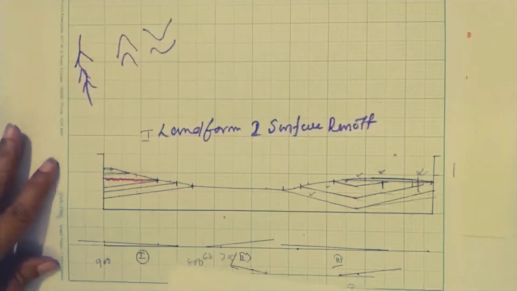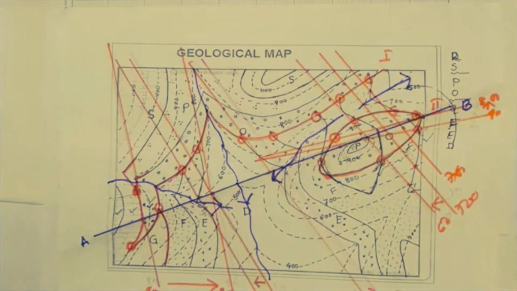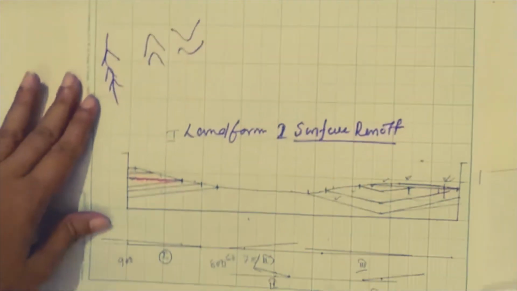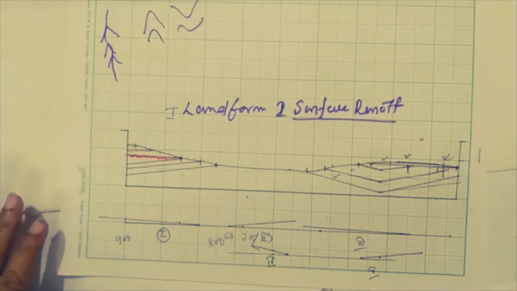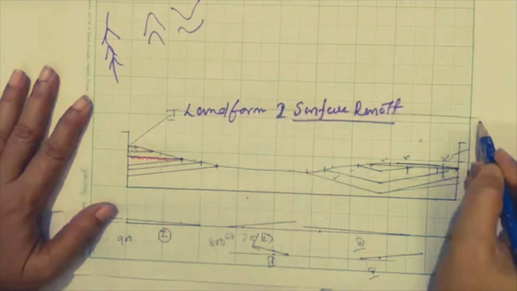Basically from that map you can identify the landform. Second one is the surface runoff. From that geological map you can identify the surface runoff. And if you draw a rough sketch of this map, just prepare a 3D view.